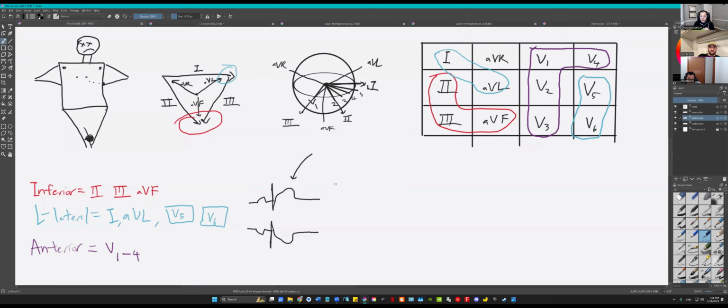Okay, if STEMIs are in more than one tracing and in the same zone, that's a real ST elevation. And if you really want to sell it to the cardiologist that this is a real deal STEMI, you're going to look for the echo somewhere else.